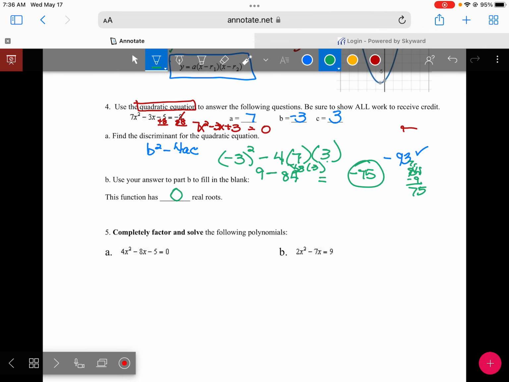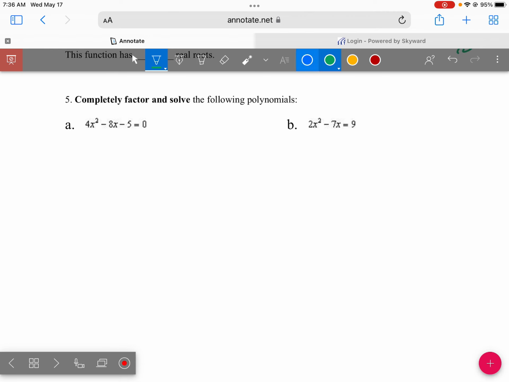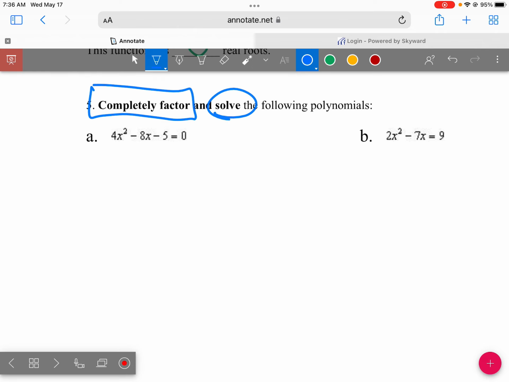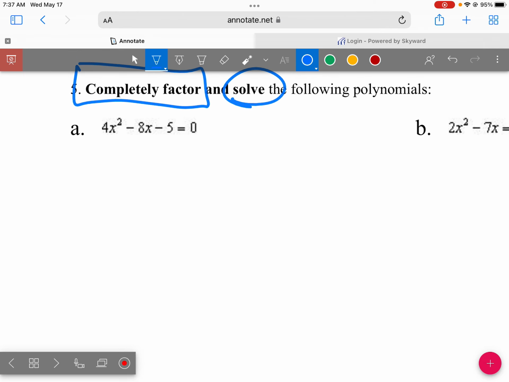All right, let's go to number 5. It says completely factor and solve. Factor and solve. So we have to solve for x. All right. There are 3 terms here. When I'm looking to factor, what should I always do first? Juanita, what should I always do first? Yes, we need to look for a greatest common factor. Do I have a greatest common factor for all 3 of these terms?